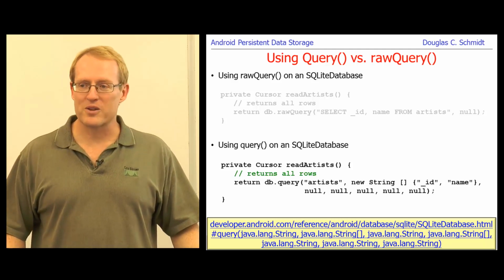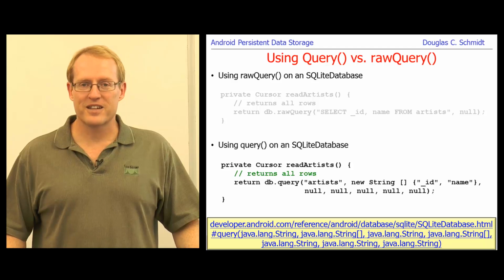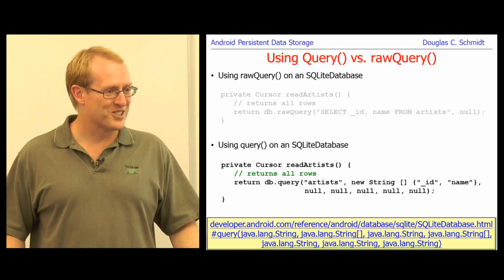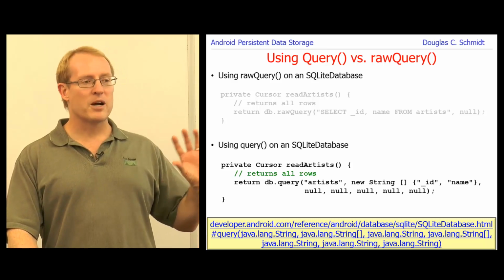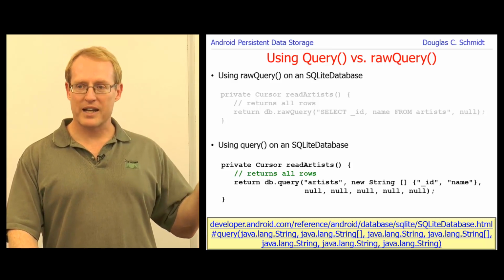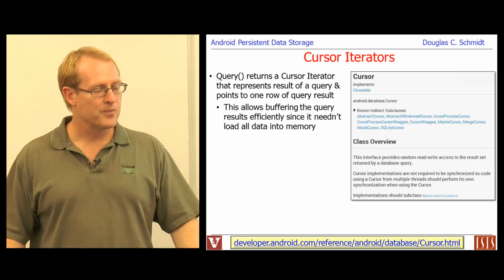This is, by the way, one of those situations where it would be nice if Java supported default parameters to method calls, because it gets kind of ugly after a while. You can get much, much more sophisticated, much more complicated than what I'm showing you here. That's just a simple example.